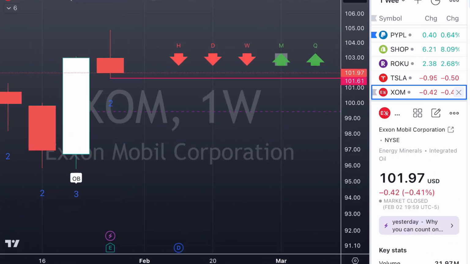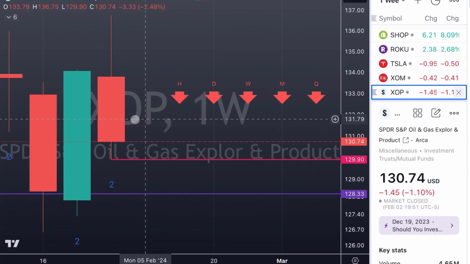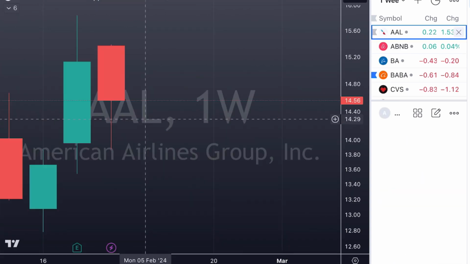XOM on the weekly, 2 up red. Not quite a shooter candle, but it's really close. We're going to look for puts here at 101.61. XOP, same thing, 2 up red. We're going to look for those puts at 130.74. And that's the list, guys.